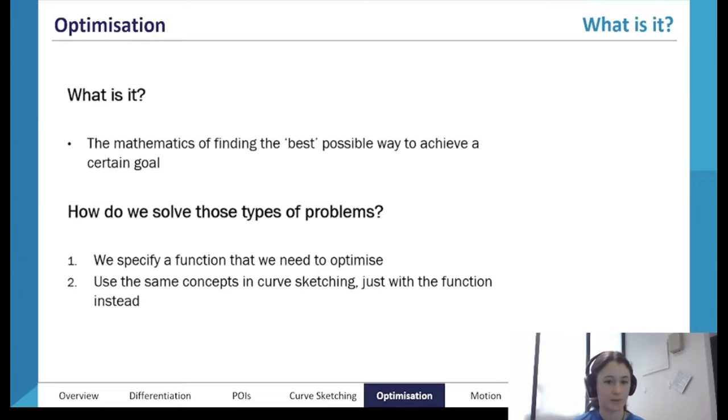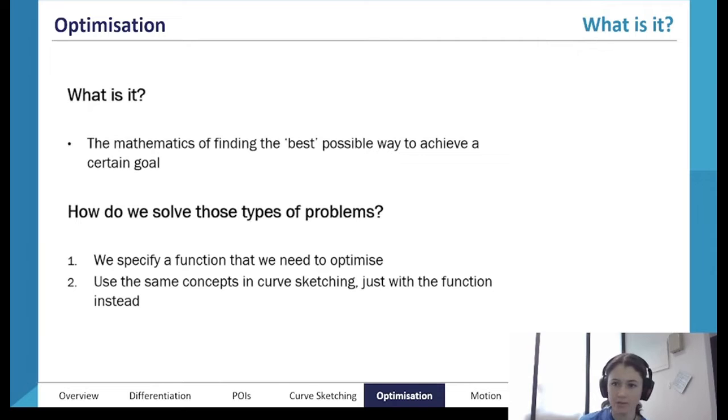which is optimization. So, optimization is the mathematics of finding the quote-unquote best possible way to achieve a certain goal. Kind of like the maximum this that we can have, or the minimum this, like the maximum area, the maximum volume, the minimum cost, the minimum time used, anything like that. We're just trying to optimize something, to find the best possible result.